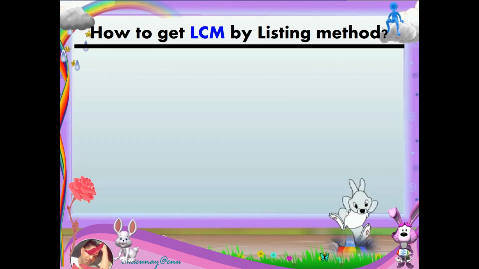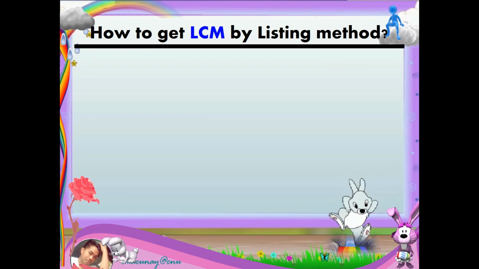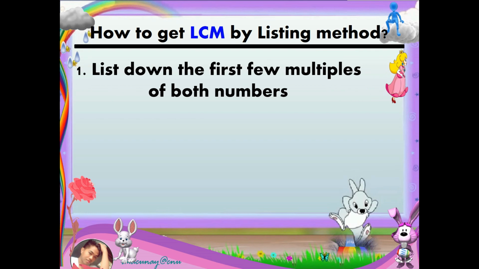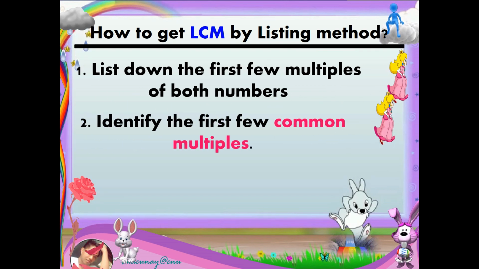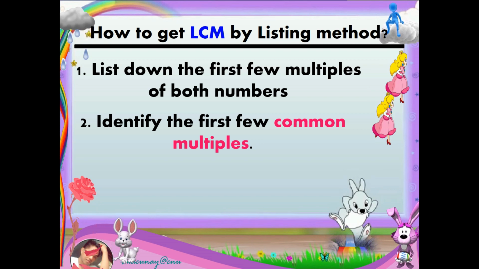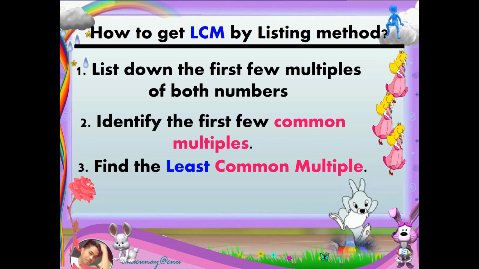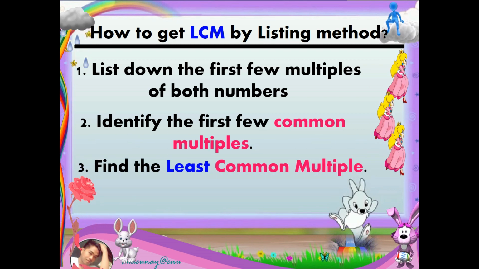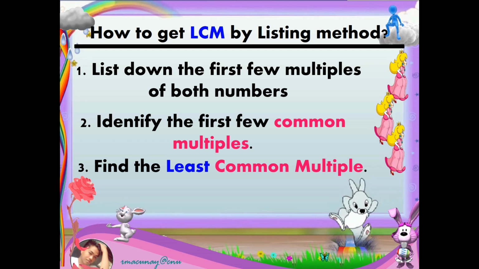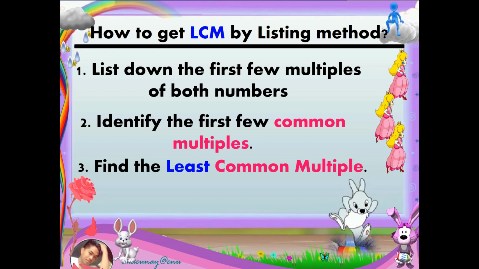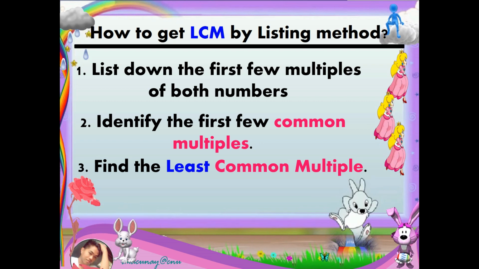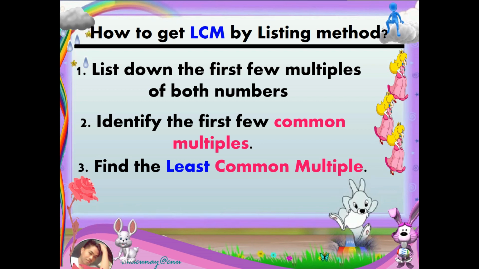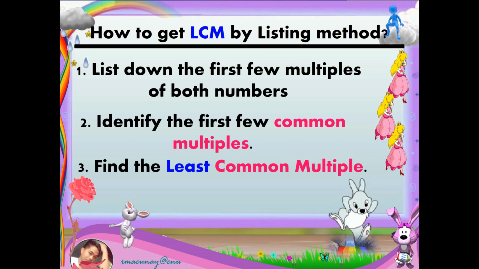Here are the 3 steps to get LCM by listing method. First, list down the first few multiples of both numbers. Second, identify the first few common multiples. Third, once you already identified the first common multiple in your list from the left, then consider it done, since the first common multiple is now the LCM. No need to go further listing many multiples.